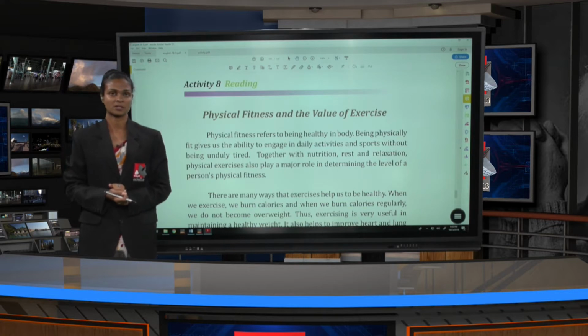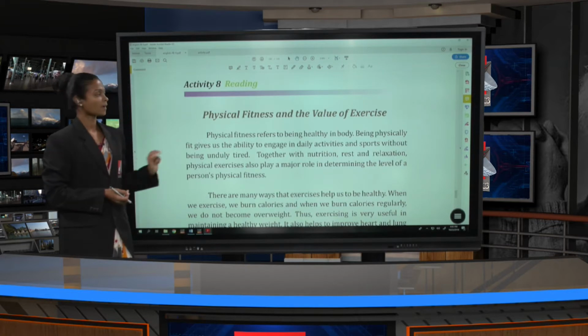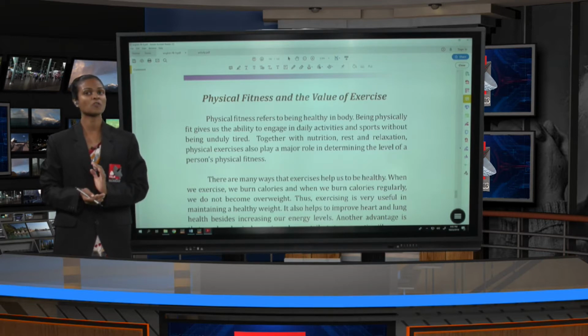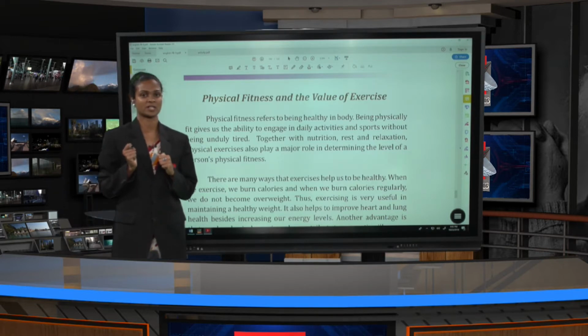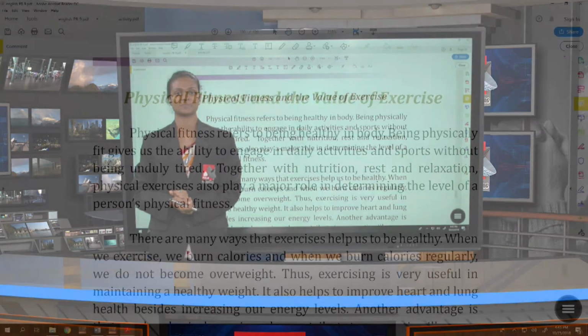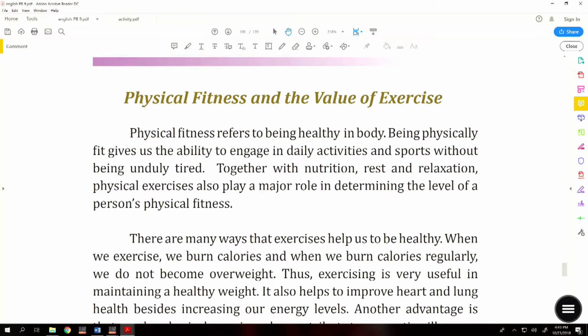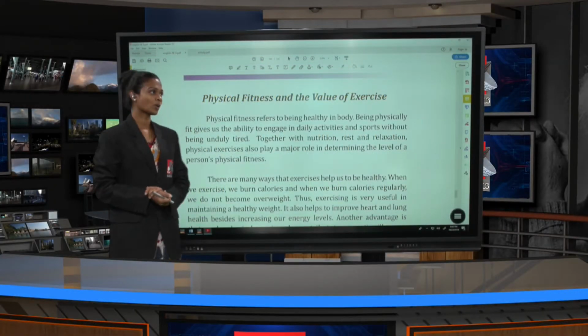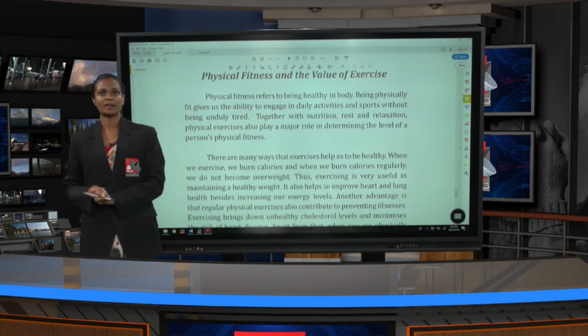to the next lesson. Activity 8. It's a reading activity. What is the topic here? Physical fitness and the value of exercise. Value means වටිනාකම. ශාරීරික යෝග්‍යතාවය සහ value of exercise. Right. Go through the first para.